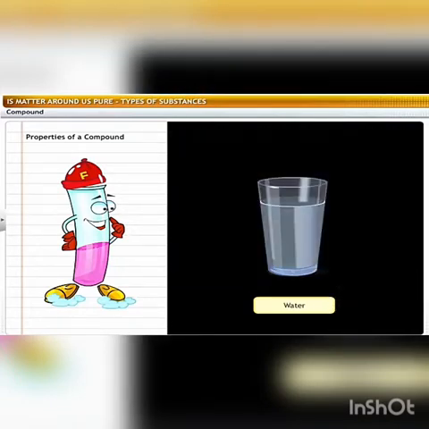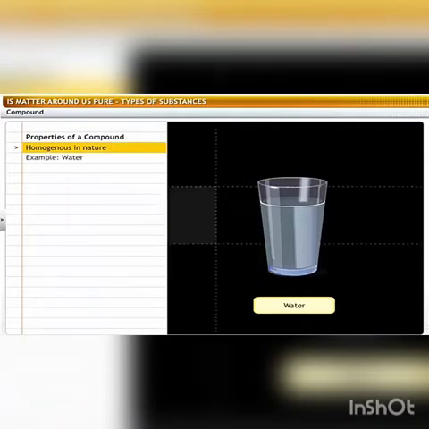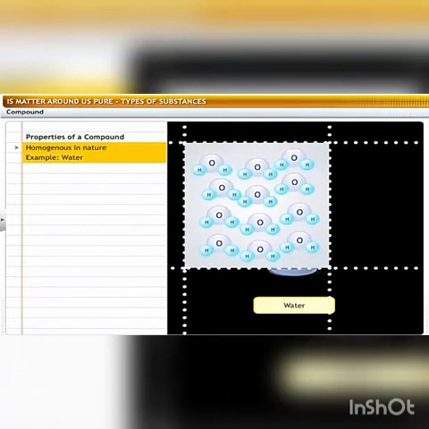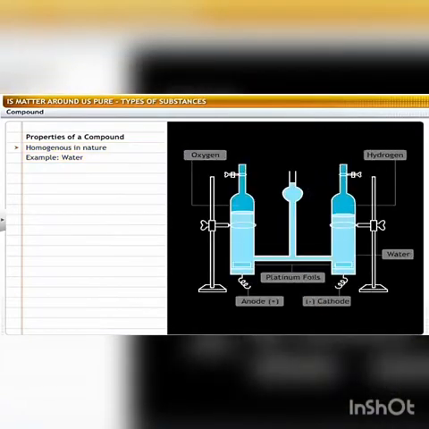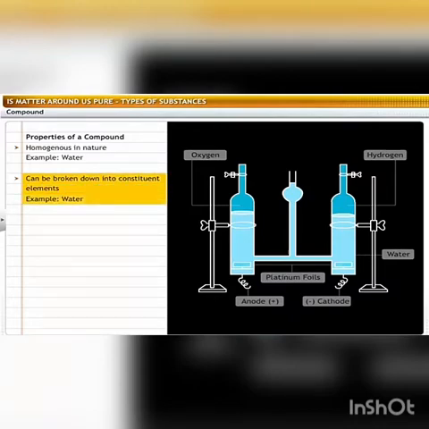Let's look at some of the characteristics of compounds. A pure chemical compound is homogeneous in nature, made up of the same type of molecules. For example, water contains only molecules of water. A compound can be broken into its constituents. For example, water can be broken into constituent elements, hydrogen and oxygen, by the process of electrolysis.